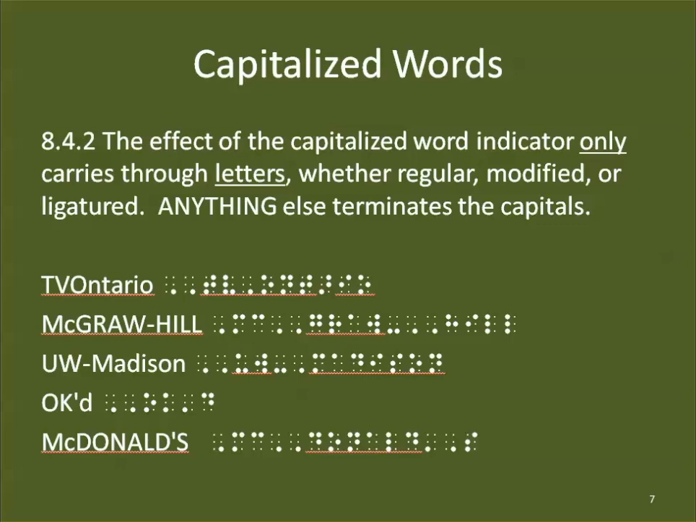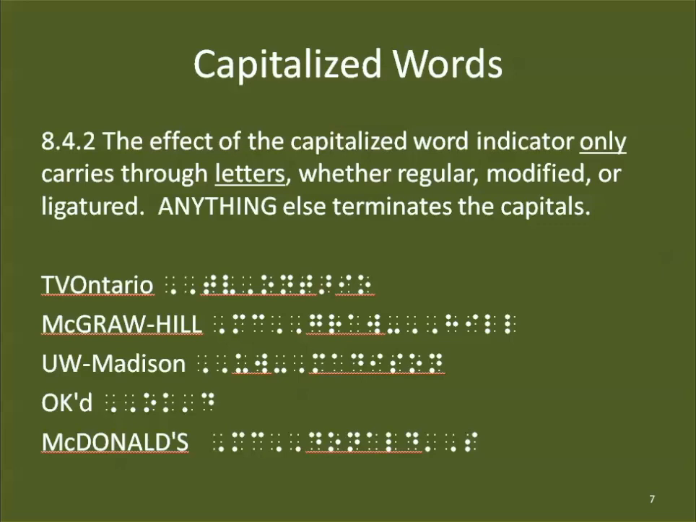So here we have the first example, TV Ontario. And because of the way we say it, TV Ontario, we don't say TV Ontario. So we're using the capital word indicator there, 2 cells of .6, TV, and then a single capital letter, and that's not, or capital indicator, and that's not a letter, so that means our capitals word mode has just ended. But we need to start up the capital symbol indicator for O for the name Ontario. So we have capital, capital, TV, single capital, Ontario.